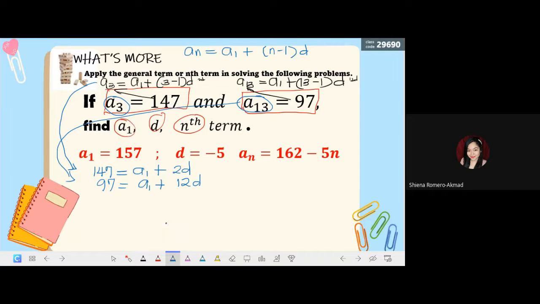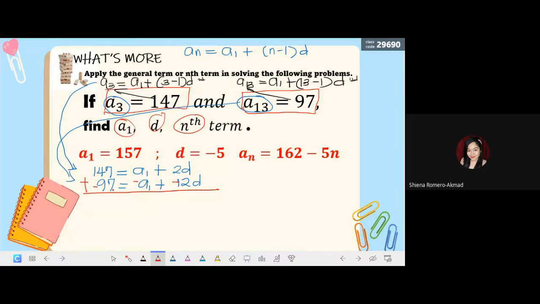Then again, kanina, sabi ko nga sa inyo, we will subtract. Okay? Subtract natin yan. So, dahil magsa-subtract tayo, we will change all the signs. So, from positive, magiging negative. From negative, magiging positive. So, as you can see, si 97 ay positive, magiging negative na yan. Si a sub 1 is positive, so magiging negative. Si 12d is positive also, so magiging negative na yan. Then, we will proceed to addition. Okay? So, mag-a-add na tayo.